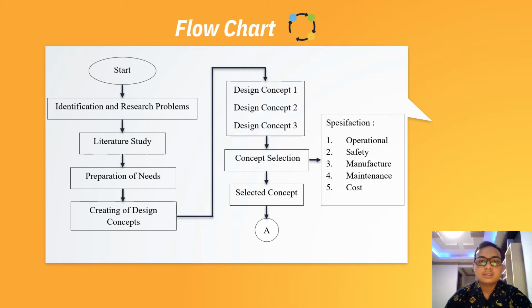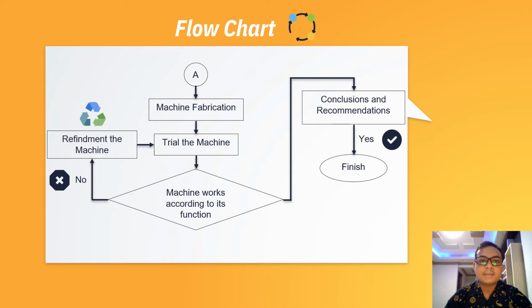After that, we do concept selection, and the selection criteria are operational, safety, manufacture, maintenance, and cost. After the concept is selected, the next step is machine fabrication.